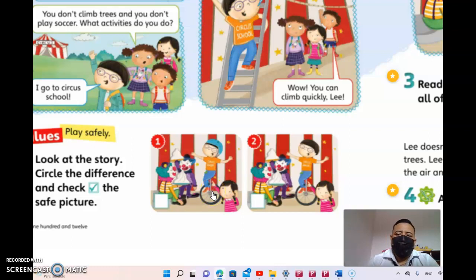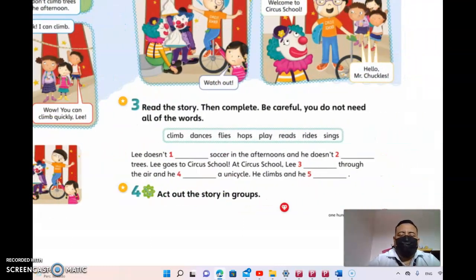It's real easy. Okay, now activity number 3, read the story, then complete. Be careful, you do not need all the words. No necesitan todas estas palabras, necesitan solo algunas. ¿Por qué? Look, 1, 2, 3, 4, and 5. You just need 5 words. Necesita 5. And we have 1, 2, 3, 4, 5, 6, 7, 8. 8 words. Entonces, vamos a completarlo dependiendo qué es lo que dijeron en la lectura.